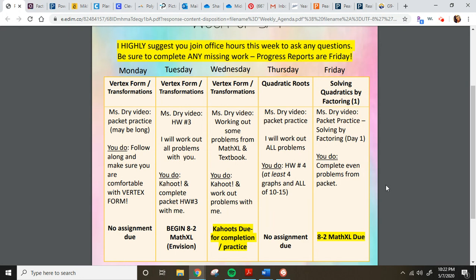Obviously, it's Friday, right? We are starting to solve quadratics by factoring. There was a reason that we factored before, not just because it's algebra, but we are going to use factoring to solve quadratics.